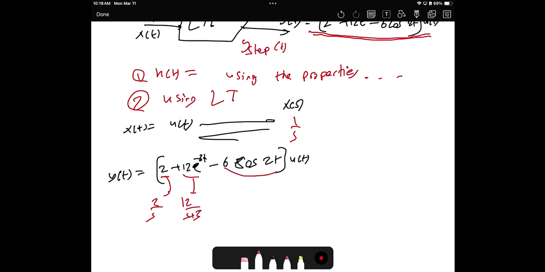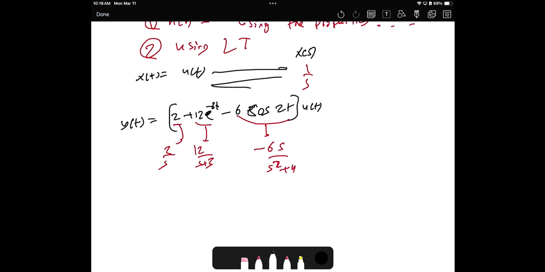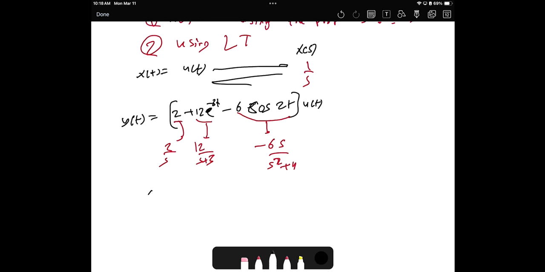Then cosine 2t will be negative 6s over s squared plus 4. So as a result, we will say that y of s will be 2 over s plus 12 over s plus 3 minus 6s over s squared plus 4. Okay? Again, how I find this, you can go back to the tables and see how you find the exponential, how you can find the exponential 2 times u of t, how you can find the cosine.